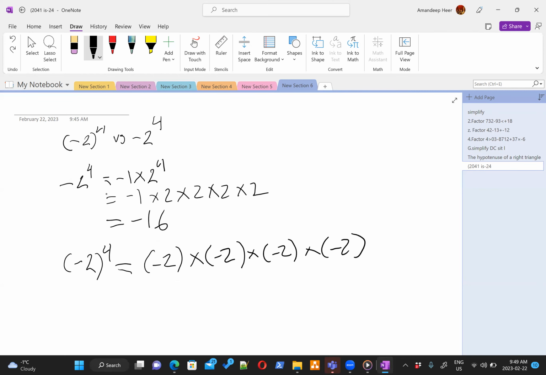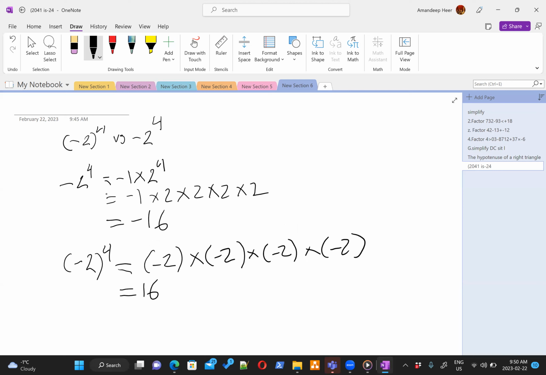4. 4 times this negative 2 is negative 8. Negative 8 times this negative 2 is positive 16. And that's the difference. So if there's no bracket, it's negative 16. If there's a bracket, it's positive 16.